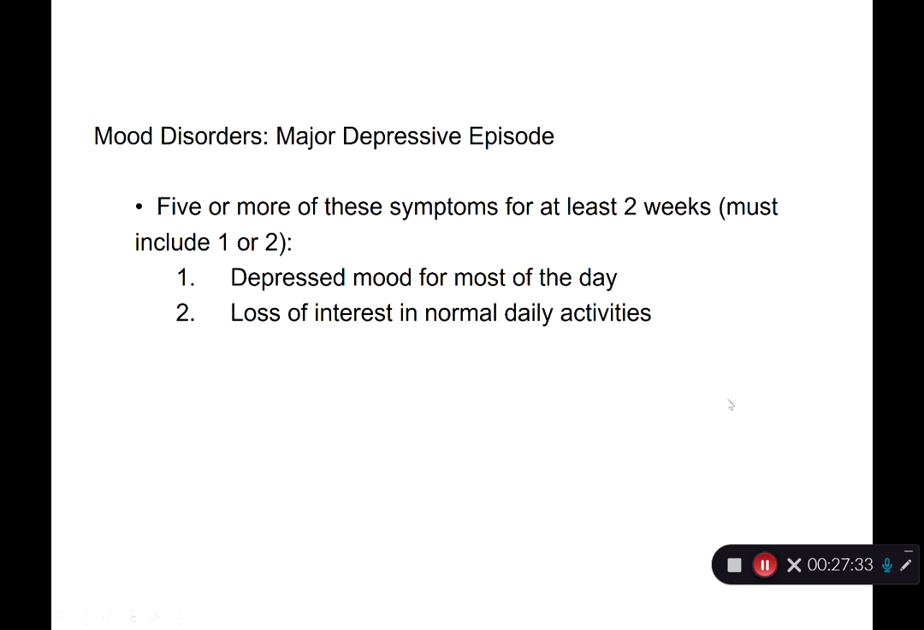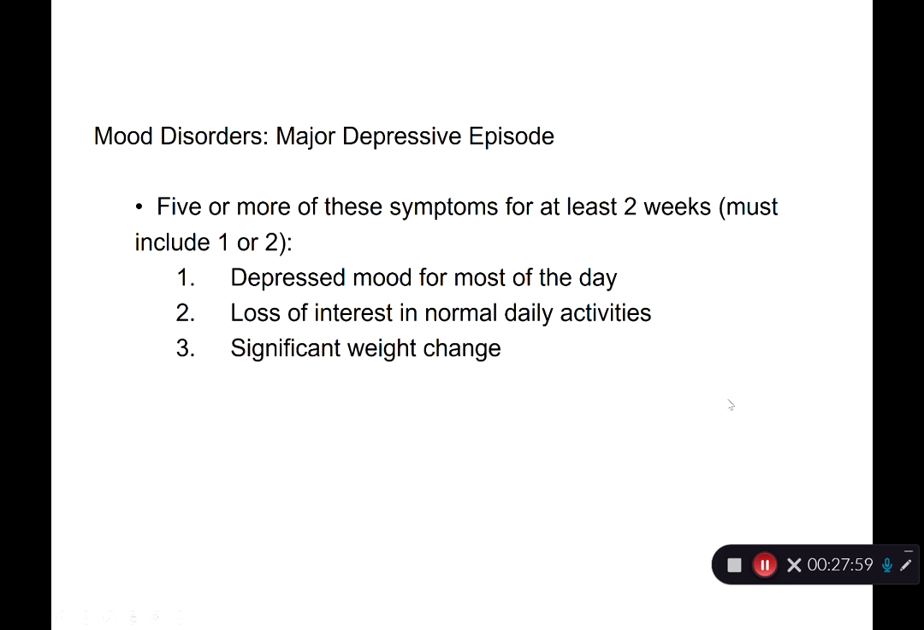The second thing is a loss of interest in normal daily activities. And you can kind of hear that sometimes in Steve's description. He's like, what's the point? What's the point of going on? And he gets the birthday card that says, it's all downhill from here. And he thinks, well, yeah, that's probably right. He's probably experiencing both of these particular symptoms.